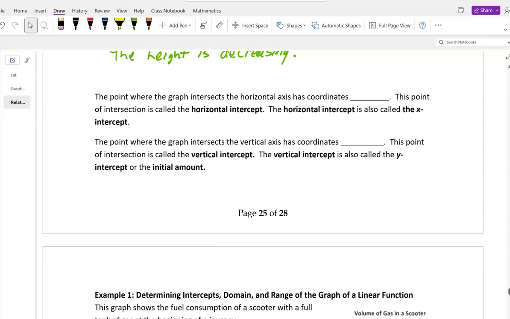Okay, the point where the graph intersects the horizontal axis has the coordinates we had, 10, 0. This point is called the horizontal intercept. Okay, you are going to start seeing the term x-intercept. That's the language we're going to use from now on. Okay, the point 0, 1,000, that was called the initial amount. Okay, we're going to call this the y-intercept or the vertical intercept.